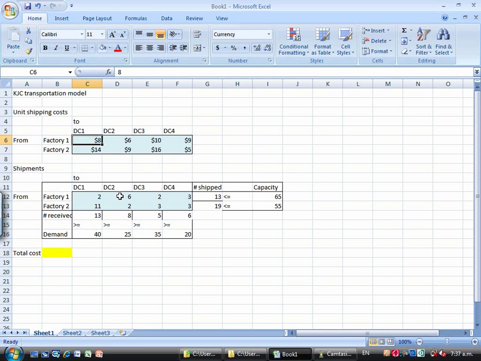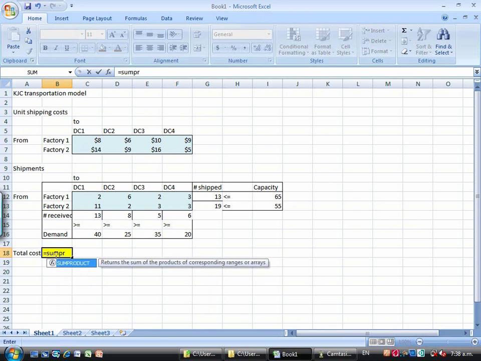So to ship from factory 1 to DC 2 in this example, we've got 6 units entered into this cell, so the cost will be 6 multiplied by $6 per unit. So to find out the total cost, we want to multiply that cell by that cell, add it to that cell by that cell, and do that for the entire array. Now that can be done by hand, but again we're going to be doing this with a spreadsheet, and we're going to use a function called SumProduct.